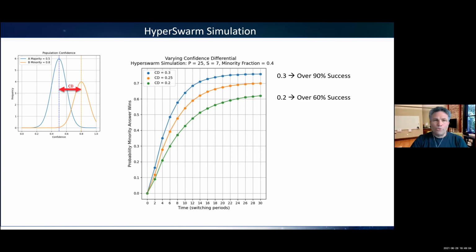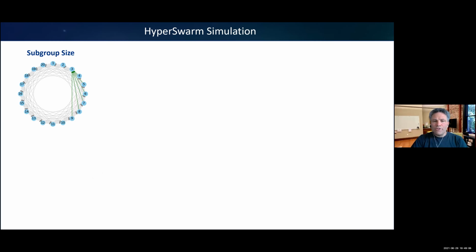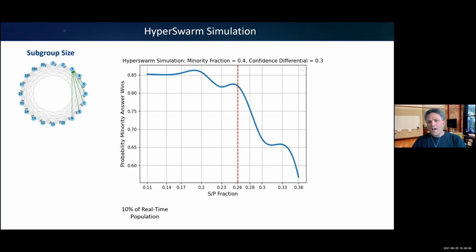And then we looked at subgroup size, from 10% of the population up to 40% of the population being these subgroups that overlap. And as you can see, it optimizes around 20%. Once you get to about 25% of the population, it falls off quickly. And that gives us some initial guidelines for the human tests that we've been running.